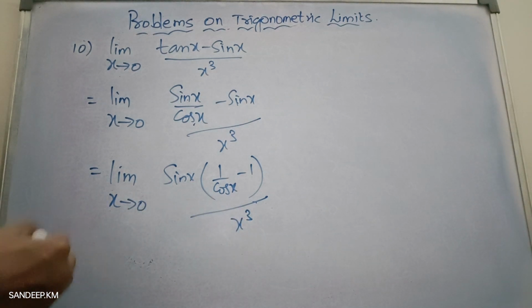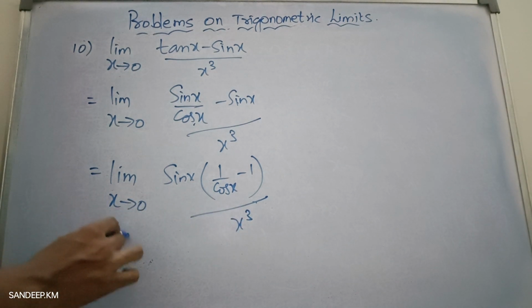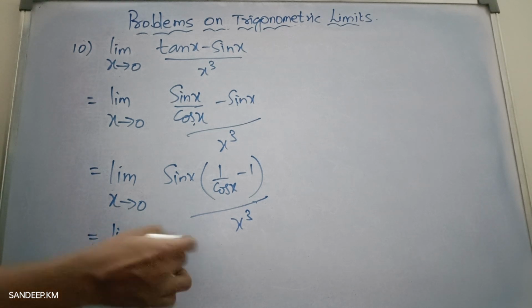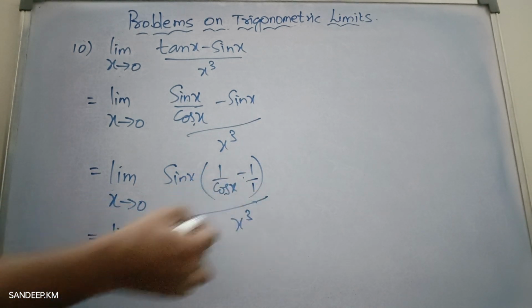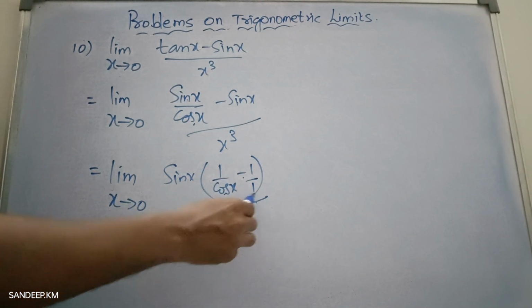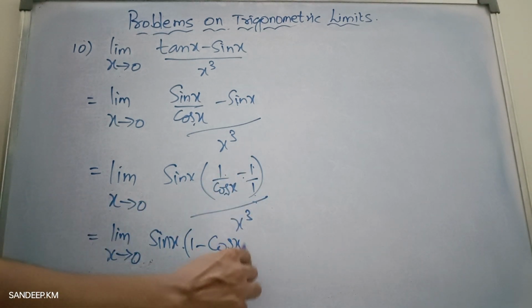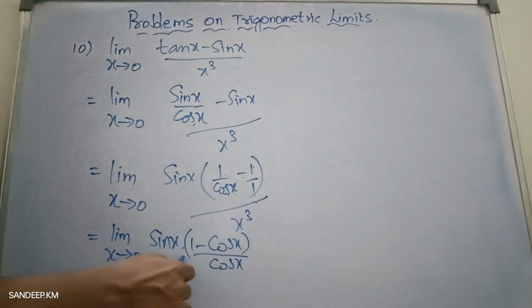Here and here we can take sin x common into 1 by cos x minus 1 whole divided by x cube. And in the next step, limit x approaches 0, sin x as it is, 1 by cos x minus 1. Let me take common denominator. 1 into 1 is 1 minus cos x, whole divided by cos x. And already in the denominator we have x cube.